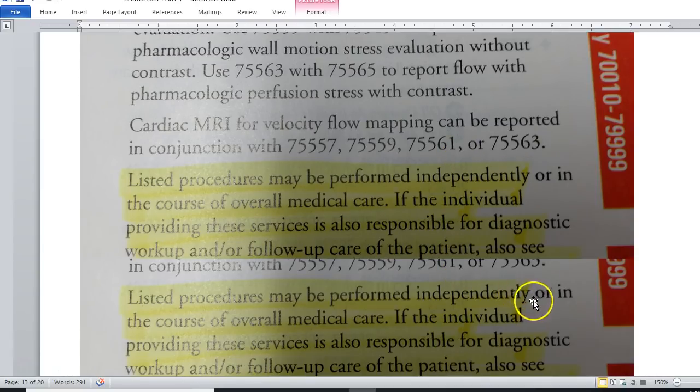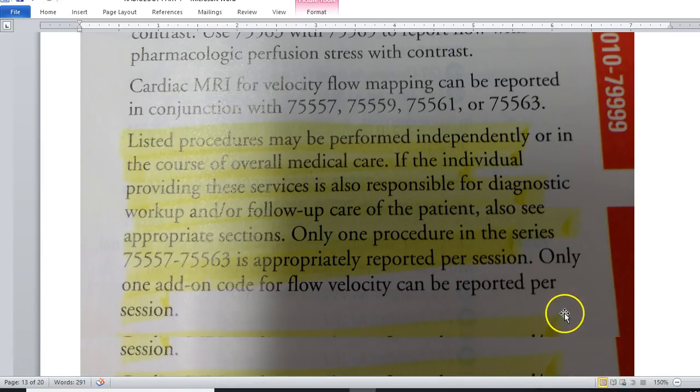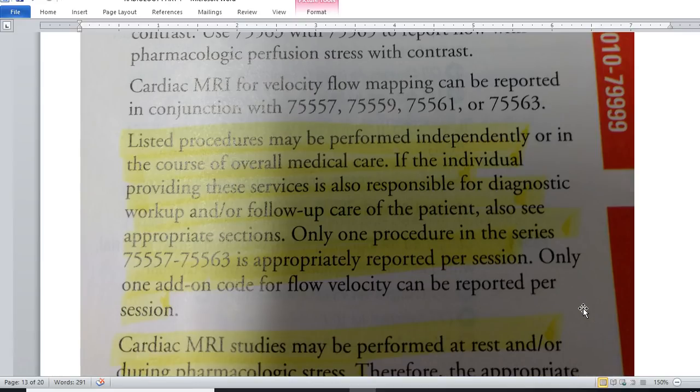Now, they tell us that cardiac MRI for velocity flow mapping can be reported in conjunction with 75557, 59, 61, or 63, because it is an add-on code. Listed procedures may be performed independently or in the course of overall medical care. If the individual providing these services is also responsible for a diagnostic workup and/or follow-up care of the patient, also see appropriate sections. Only one procedure in the series of 75557 to 75563 is appropriately reported per session. Only one add-on code for flow velocity can be reported per session.